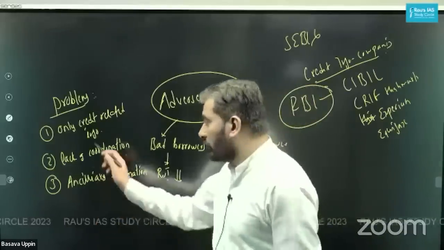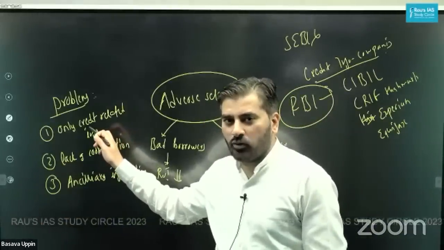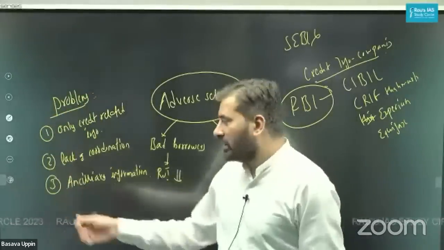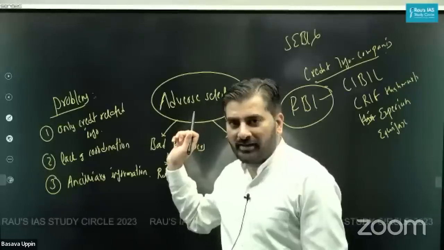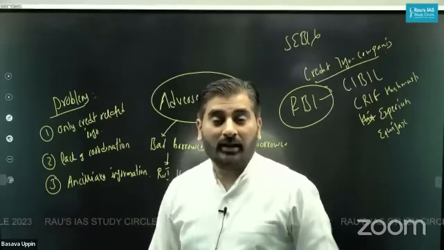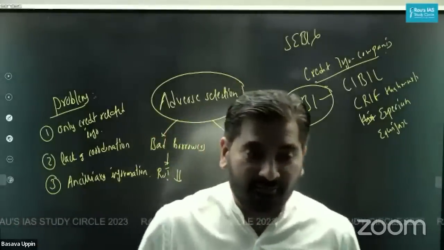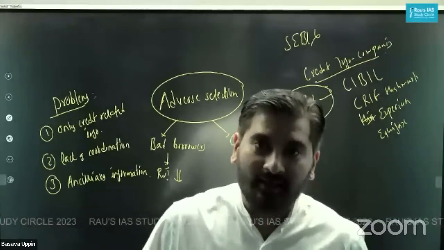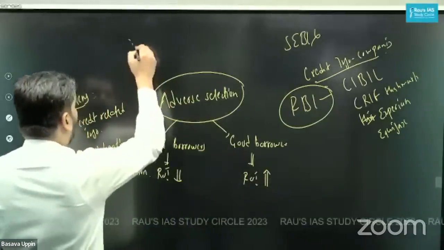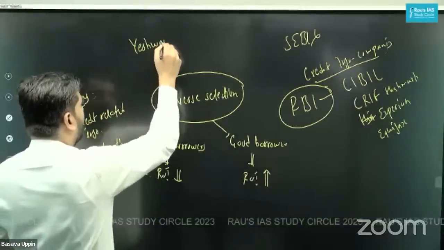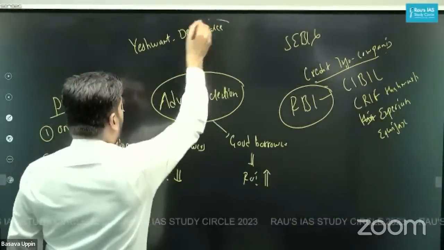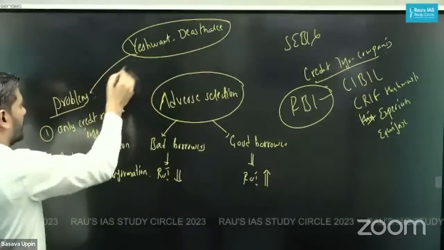So first and foremost, we are collecting information only about previous loans. If someone has not taken loans so far, he doesn't have any credit history at all. Second, there's lack of coordination between multiple agencies. And third, ancillary or subsidiary information is not collected. This was a problem which was identified by RBI way back in the year 2018. At that time, RBI had appointed a committee. Please remember the name of the committee, it's quite important. Yashwant Deosthalee Committee. This particular committee identified all of these problems.